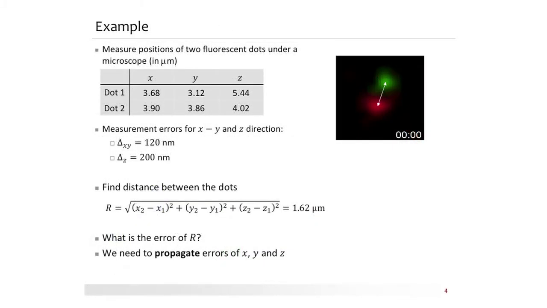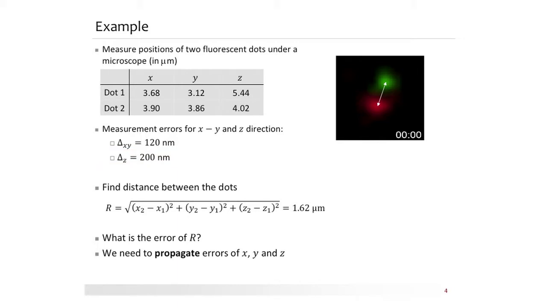So imagine an experiment where you measure position under a microscope of 2 fluorescent dots, and you have X, Y, and Z coordinates of these 2 dots. This is in micrometers. There are some numbers, okay? And you know from your microscope that each of these numbers has some errors, uncertainties. The uncertainty in the XY plane is about 120 nanometers. The uncertainty in the Z direction is different. It's about 200 nanometers. So basically, these 4 numbers have this error, and these 2 numbers have this larger error.